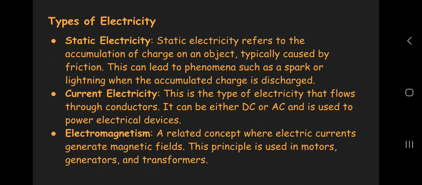Current electricity. This is the type that flows through conductors. This can be DC or AC and is used to power electrical devices. So basically, current electricity is electricity which can flow through. Unlike static electricity, which does not flow and gets created because of friction or something, current electricity is not made naturally and can flow through conductors, as on the slide before.